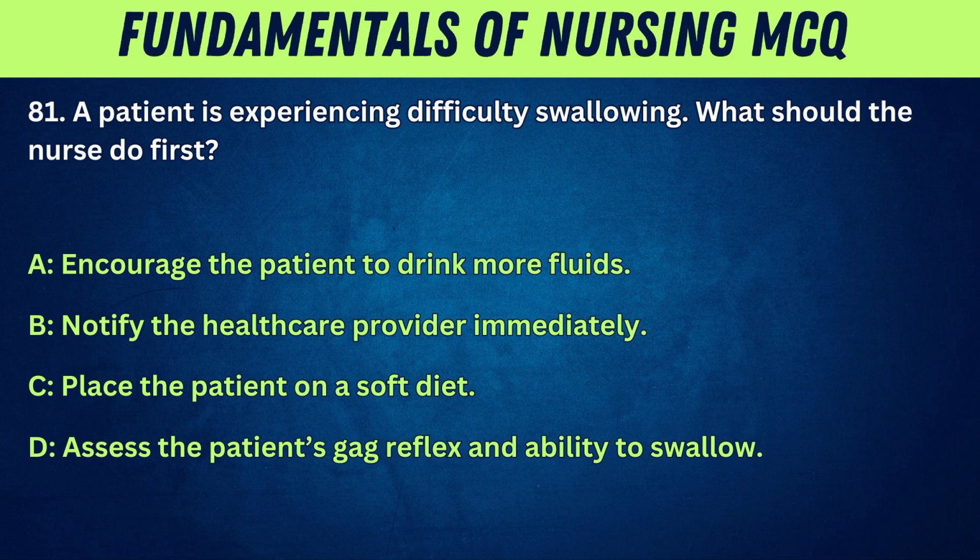81. A patient is experiencing difficulty swallowing. What should the nurse do first? A. Encourage the patient to drink more fluids. B. Notify the healthcare provider immediately. C. Place the patient on a soft diet. D. Assess the patient's gag reflex and ability to swallow.